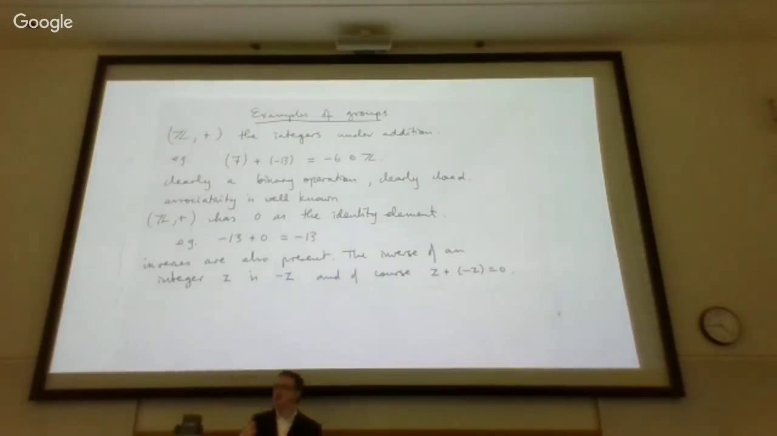There's one special element which is self-inverse here. Which element is its own inverse in this group? 0. So there has to be an inverse for 0 as well, because the inverse axiom says every element has to have an inverse. So what's the inverse of 0? Well, 0 is its own inverse. When you add 0 to 0, you get 0, which is the identity. So that's a nice example.